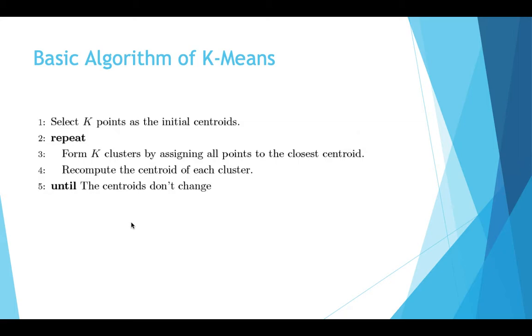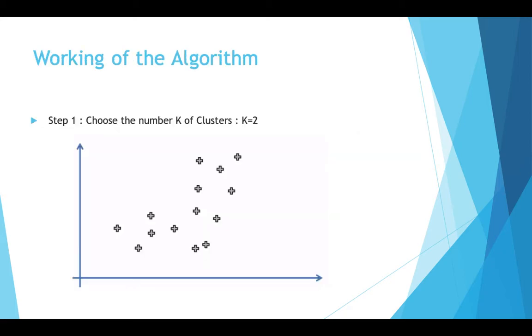Let's understand this algorithm step by step with an example. Now the working of the algorithm. It begins with choosing the number of clusters, k. The k signifies the number of clusters that the algorithm would find in the dataset. Choosing the right k is very important. Sometimes the k is clearly visible from the dataset when visualized, but most of the time this is not the case. We will see how to choose the right k value later in this presentation. So in this example, I am choosing k equal to 2.